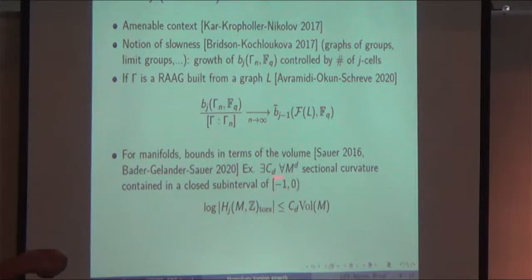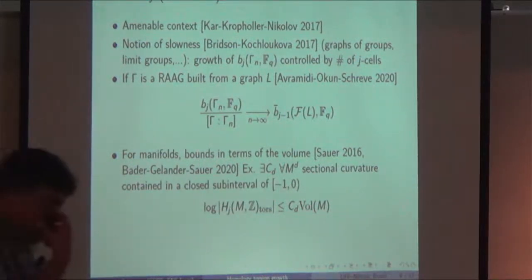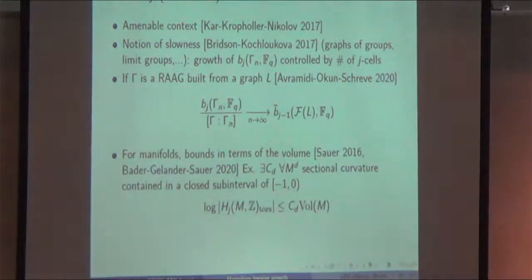For instance, if your manifold has sectional curvature contained in a closed subinterval of (-1, 0), 0 excluded, then there is a constant which depends only on the dimension, so that for every manifold, the logarithm of the size of the torsion part is bounded by the volume times that constant. So this gives some estimates for the growth of the torsion.